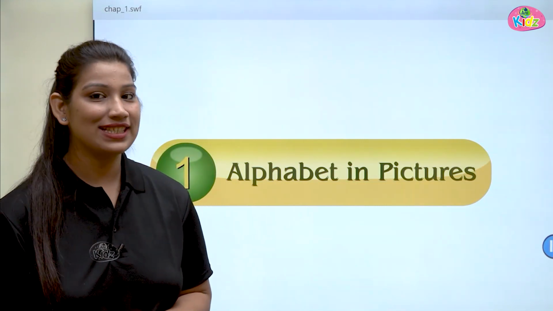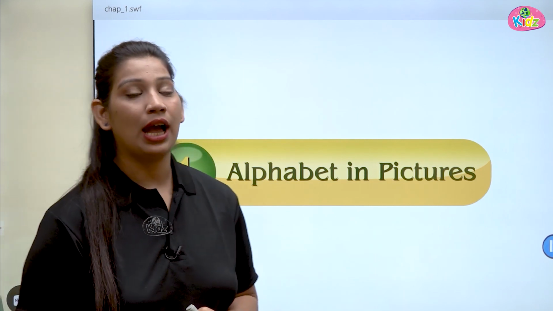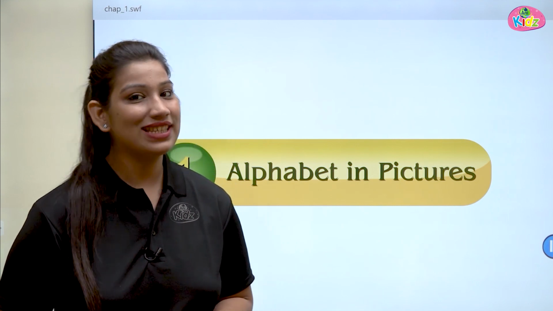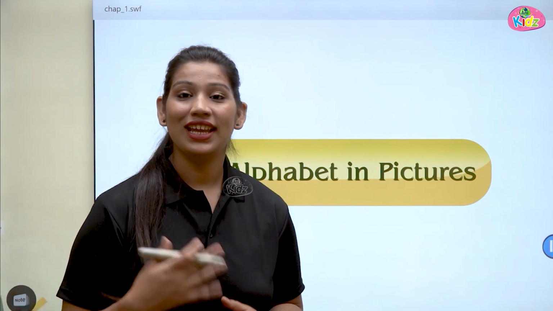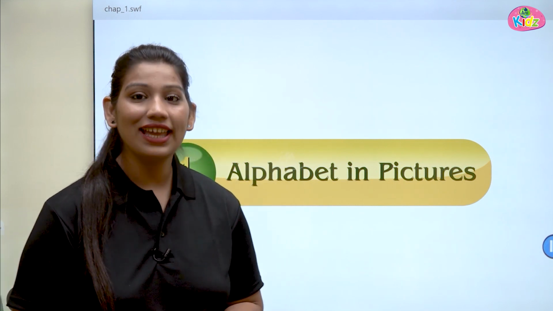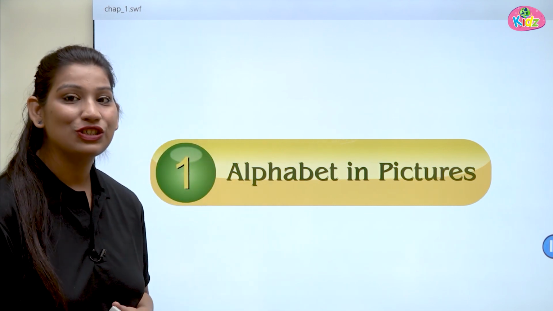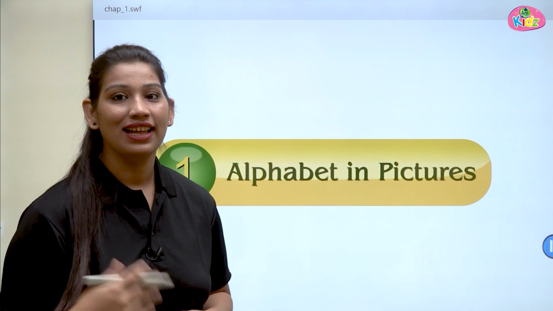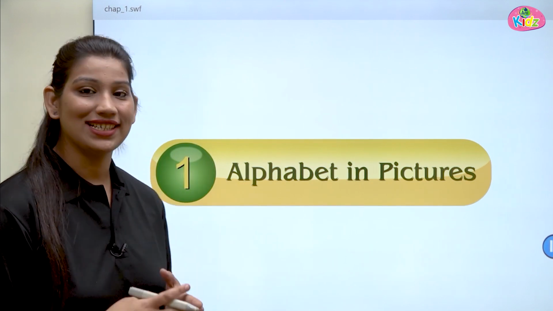Our topic for today's session is alphabet in pictures. We are covering the letters in the alphabet series. Yet we have done A to H. In today's session, we will cover the 4 letters I, J, K, L. Let us start the session and understand about these 4 letters.